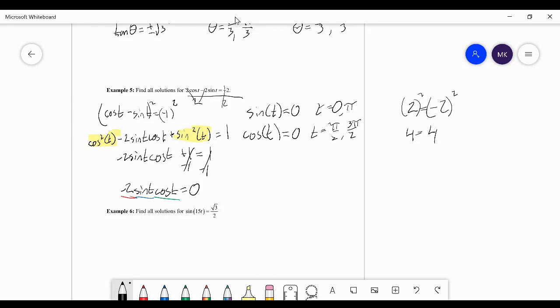What that means is that if x is 0, or in this case t is 0, we end up with the equation 2 equals negative 2, which is not true. So t equals 0 is not a solution. And the last one, 3 pi over 2, again, we get the same thing. So that is also not a solution. That means our final answer to this example 5 is that t is equal to pi over 2 or pi.